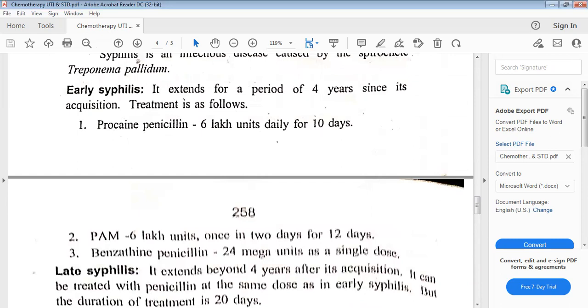So the treatment for syphilis is, firstly, they will give procaine penicillin, which is one of the penicillin molecules, for 10 days every day. Then they give another compound called PAM, and then they give benzathine penicillin. So this is the treatment which is followed for the first few days, which is early syphilis treatment.